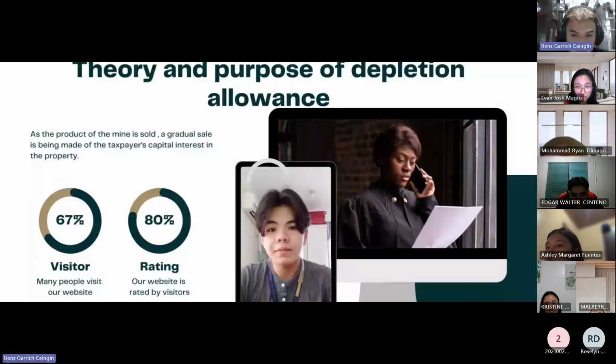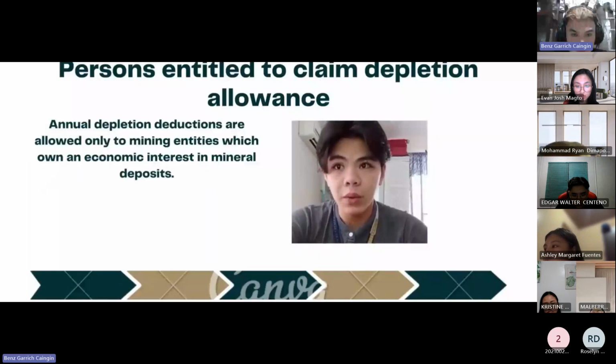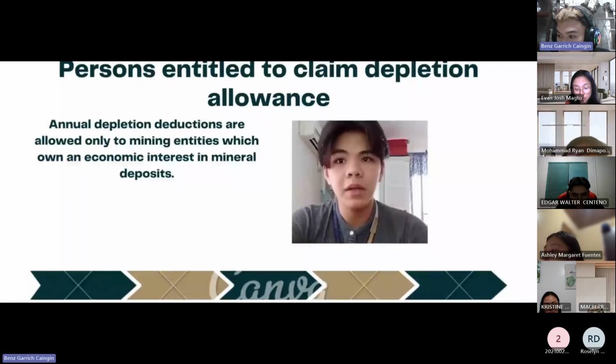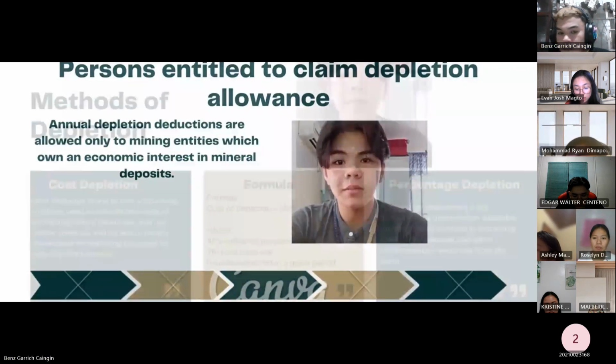First, depletion allowance. Annual depletion deductions are allowed only to mining entities which own an economic interest in mineral deposits. An economic interest is possessed in every case in which the taxpayer has acquired by investment any interest in mineral in place and secures, by any form of legal relationship, such as but not limited to operating agreement and service contract agreement, income derived from the extraction of mineral to which it must look for return on its capital.